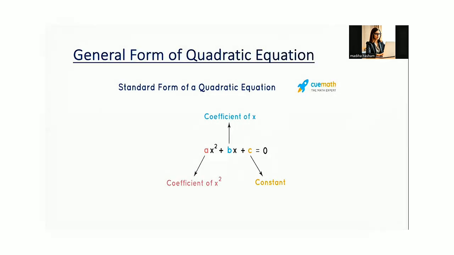Okay. Next, we discuss the general form of a quadratic equation. It is also called standard form. In ax squared plus bx plus c, a is the coefficient of x squared, b is the coefficient of x, and c is the constant.